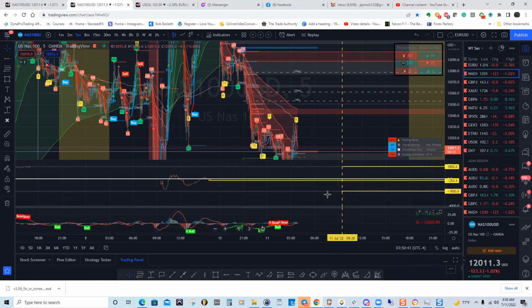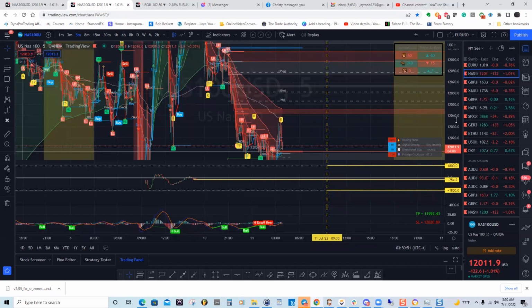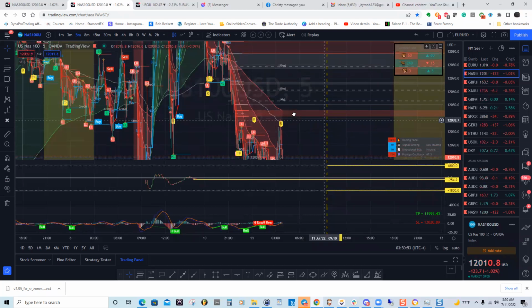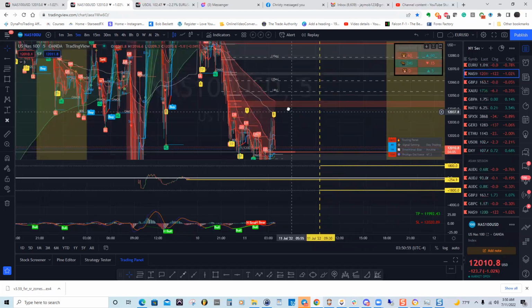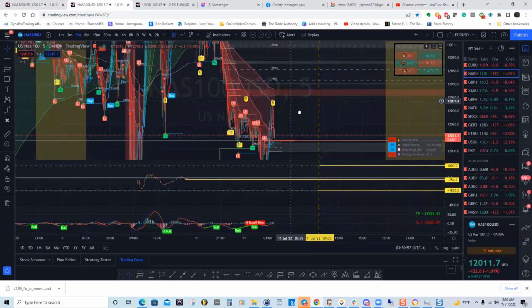So it all depends where it opens. If it opens down here, there's a gap that has to fill. If it opens up here, the gap has to fill. So it depends on where it opens up. It's got 6 hours for NAS to do something, right? So let's see what it does.